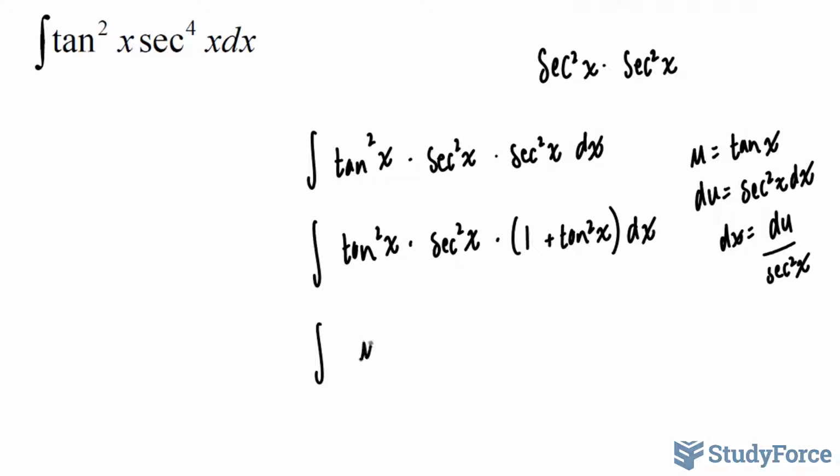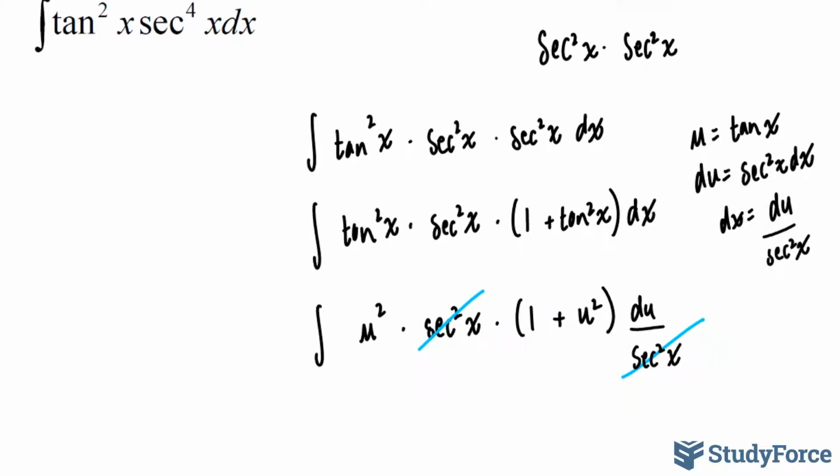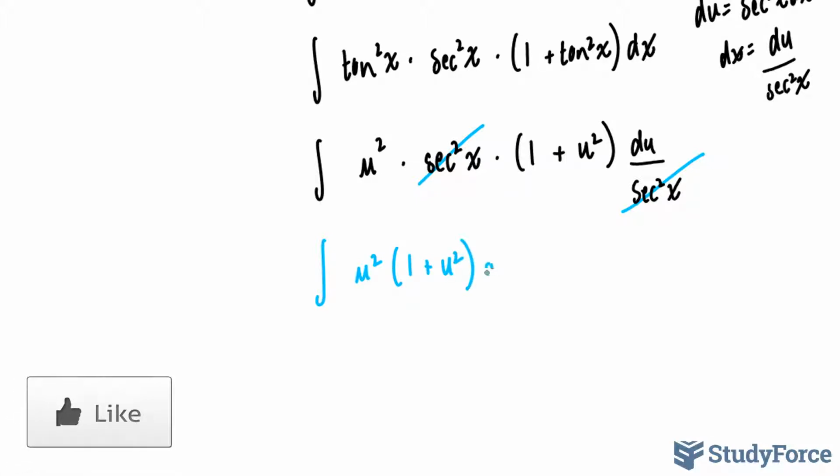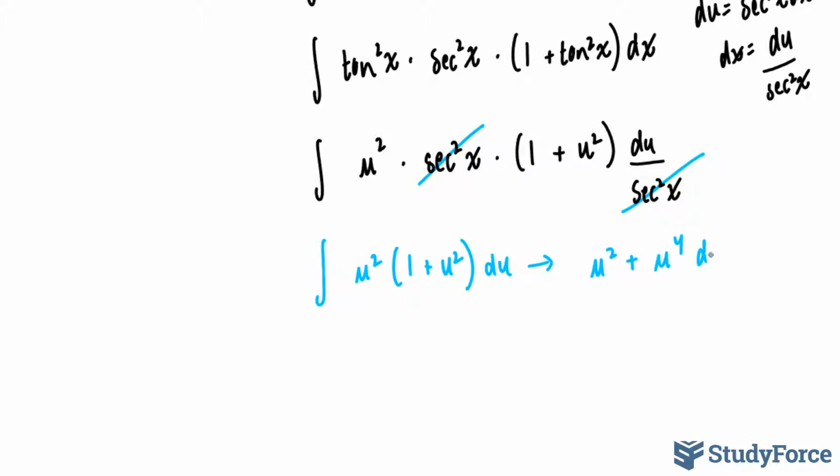So I have the integral of u to the power of 2, remember I switched that with u, times secant²x, 1 plus u to the power of 2, and this becomes du over secant²x. Now the beauty of this is that all of this is being multiplied, so this will cancel out with that, and I end up with a very simple function: u to the power of 2 times 1 plus u to the power of 2 du. I'm going to expand this all, and I end up with u to the power of 2 plus u to the power of 4 du.